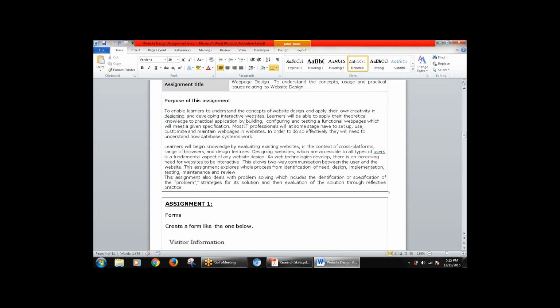This assignment also deals with problem solving, which includes identification or specification of the problem, strategies for its solution, and then evaluation of the solution through reflective practice. So practice will be given for this. Next are the assignments, that is, what the various assignments are.